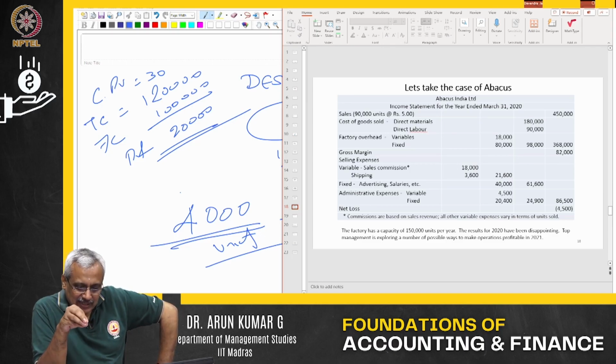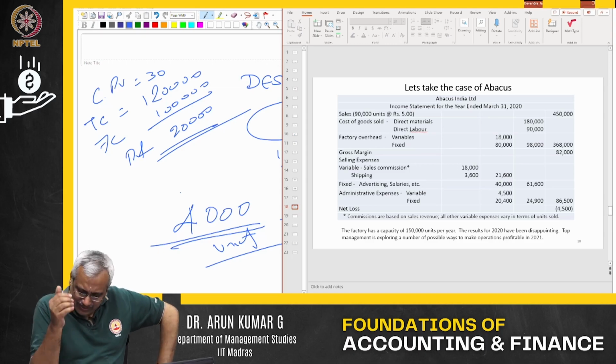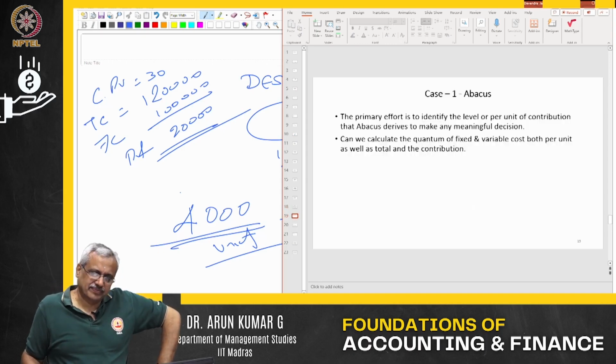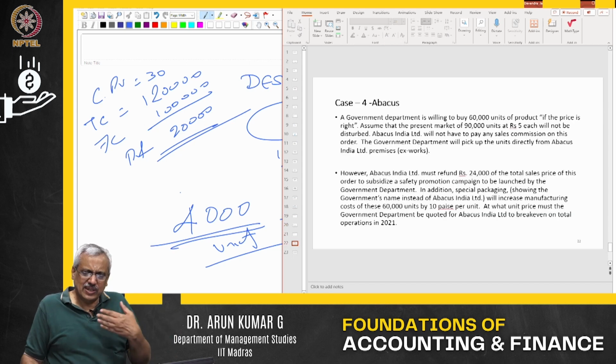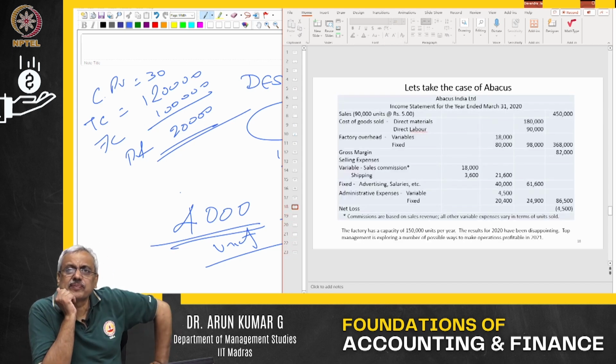I have taken how we use this contribution analysis for various kinds of decision making. Now, this is a company which is operating and they see that they make a loss of about $4,500. They want to come out of this loss. They are trying various alternatives, as you can see out here. Case 1, case 2, case 3, case 4 and case 5 and 6, they are trying about 6 different alternatives out.